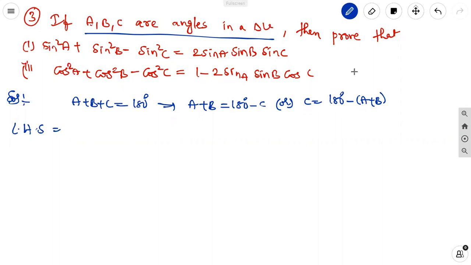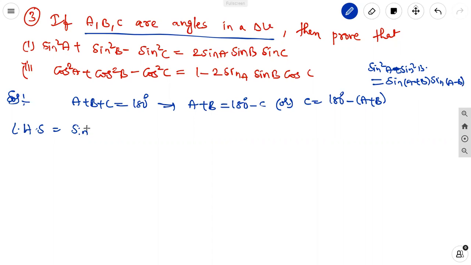Sine square A plus sine square B, in which form will that come? Do you have an idea about that? Here we cannot, but sine square A minus sine square B, we can write as sine of A plus B into sine of A minus B. That is the formula. If there is a minus between the two, then we get that.